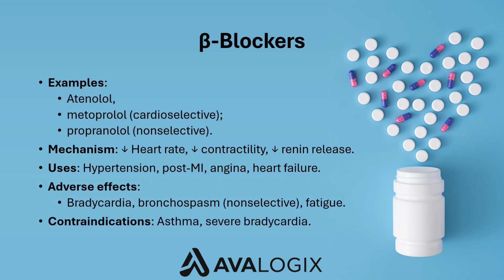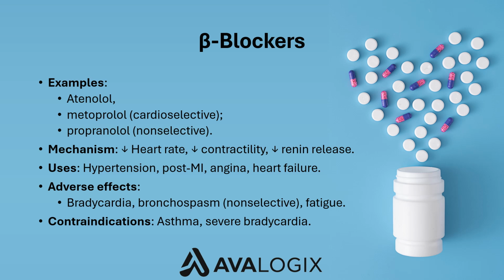Beta blockers are one of the most widely recognized cardiovascular drug classes, and for good reason. They're versatile. The classic examples you'll encounter include atenolol and metoprolol, which are cardioselective. They primarily block beta-1 receptors in the heart, and propranolol, which is non-selective, that is, blocks both beta-1 and beta-2. The primary blood pressure-lowering effect of beta blockers comes from reducing cardiac output. They slow the heart rate, or negative chronotropy, and reduce contractility, or negative inotropy.